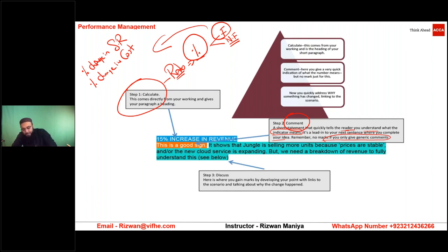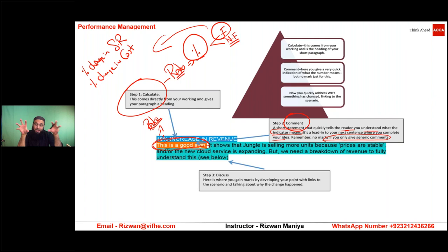Comment is this one. This is a comment, and you get marks for this one. You worked out the ratio: a 15% increase in revenue is a ratio. Okay, that's the ratio. 15% increase in revenue, 10% decrease in the cost, 50% is the gross profit margin. This is a ratio. Now, what is the comment?